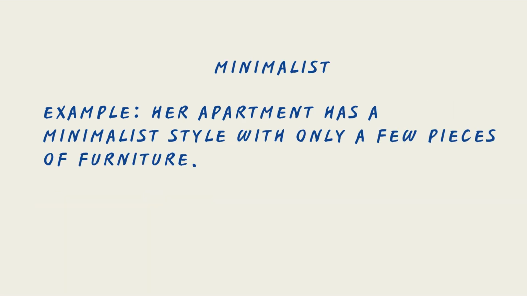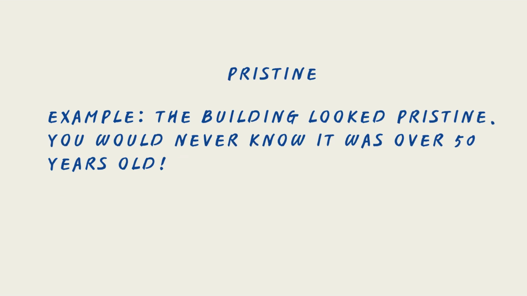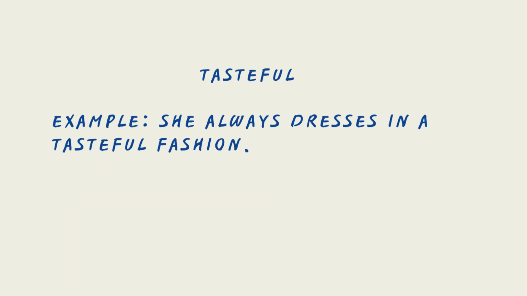Minimalist. Example: her apartment has a minimalist style with only a few pieces of furniture. Definition: simple and without many decorations. Pristine. Example: the building looked pristine. You would never know it was over 50 years old. Definition: completely clean and in perfect condition.